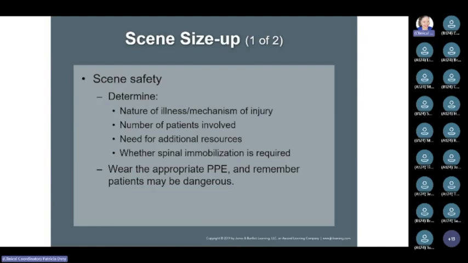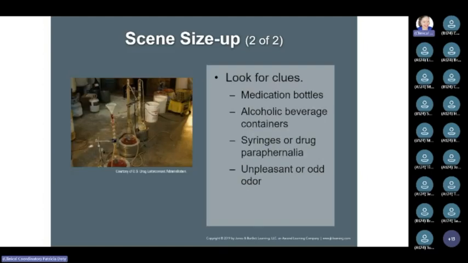Okay, so scene safety, obviously, we determine our NOI, MOI, number of patients. Do I need additional resources? Is there spinal immobilization necessary? And of course, we're going to get our PPE out. And remember, everything can be dangerous. We're going to look for clues as we walk up.